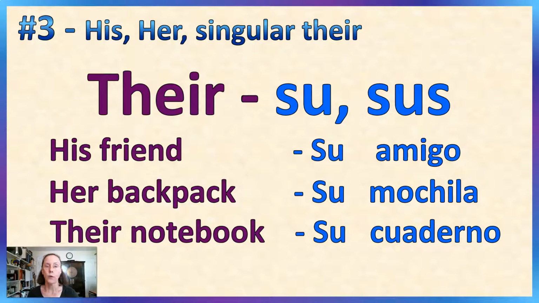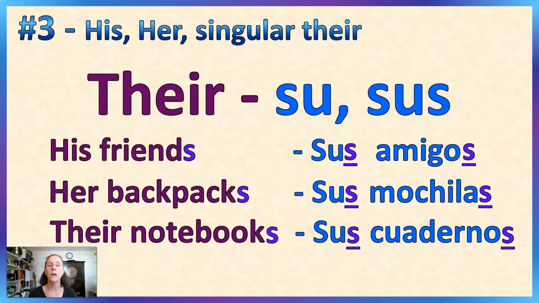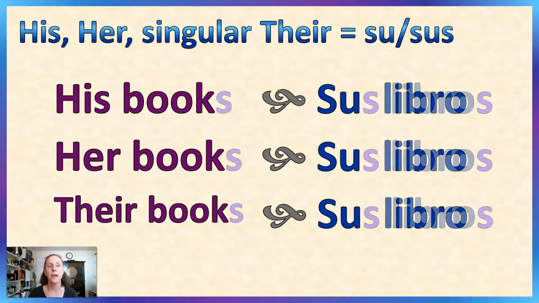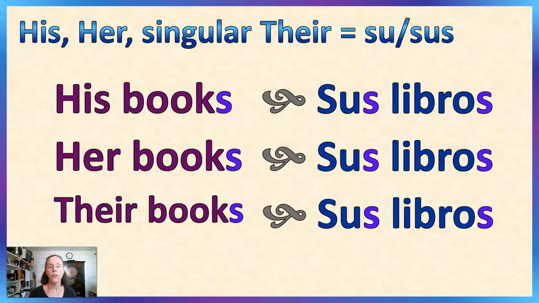Su becomes sus when it's plural. So his friends will be sus amigos. Her backpacks will be sus mochilas. And their notebooks will be sus cuadernos. So again, just to recap, his, su, her, su, their, su. And if we make that plural, we just make it sus, along with the noun.